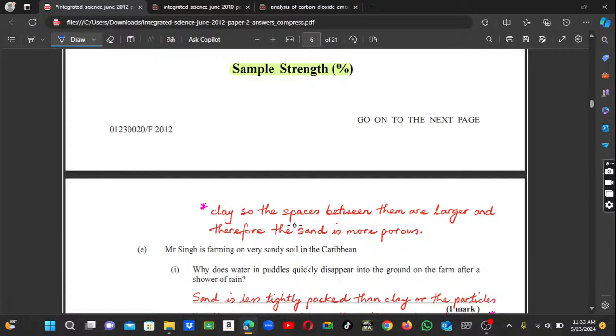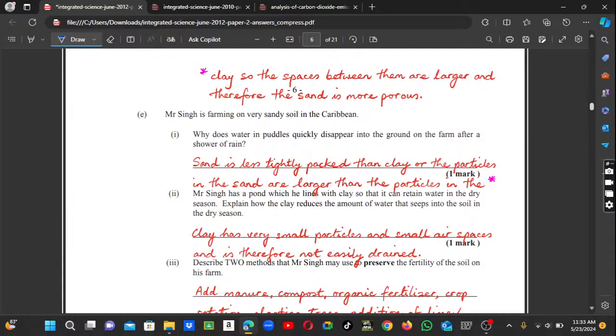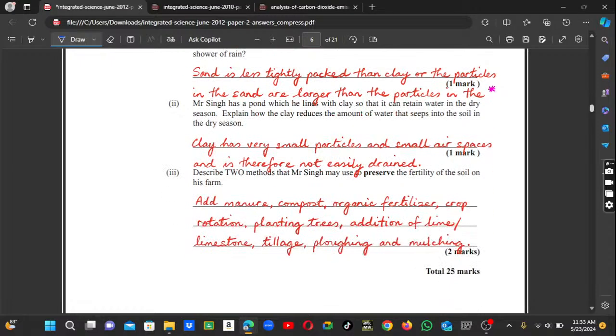We have seen that the sand is coarser than the clay, and the structures are way different. That is the whole reason why the sand is less packed in its particles. Even though the sand has larger particles than the clay, there is a difference between sand and clay. Alright, good.